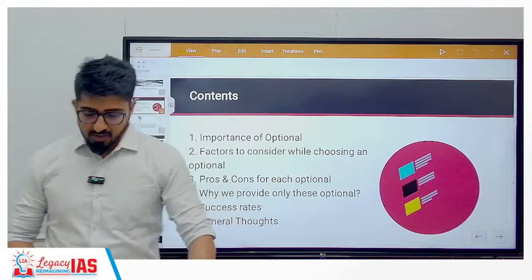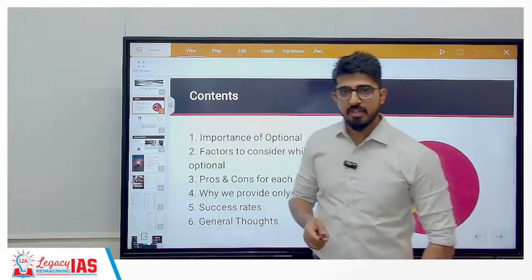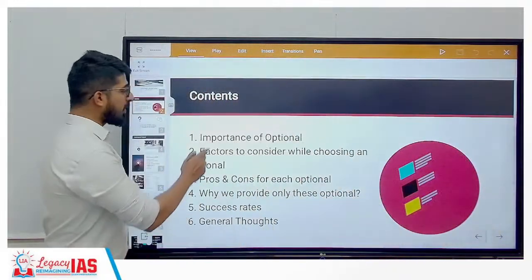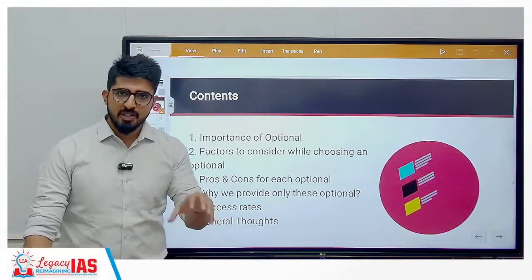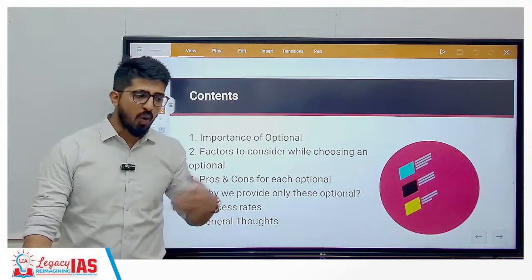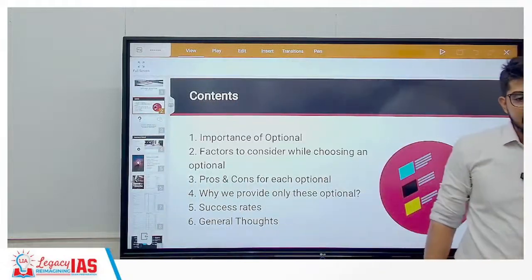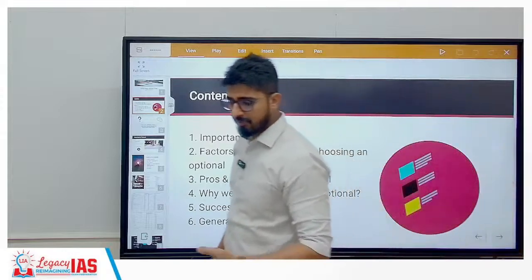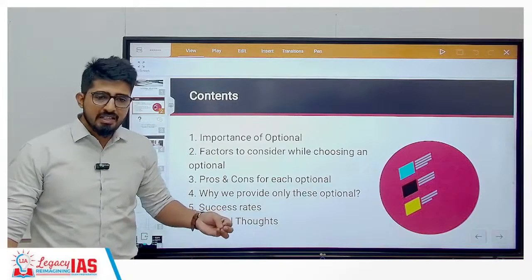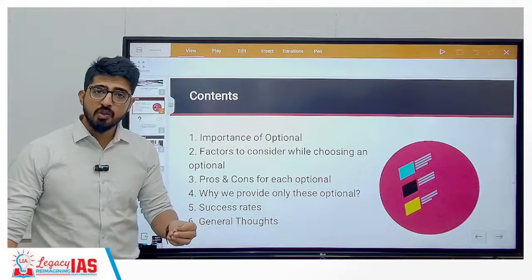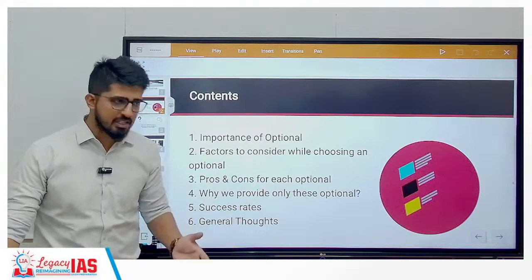Okay. So as I was telling you about the contents that we are going to discuss in this particular session, it's going to be about the importance of the optional to start with. How much weightage does this optional subject carry? And also, why it is so important to choose the right optional. And next, we are going to discuss the factors that are to be considered while choosing an optional. While many choose the optional on various parameters, we are going to discuss which are the most important ones which you are going to consider upfront, and then there are some factors, not so important ones, which you take into consideration as well.